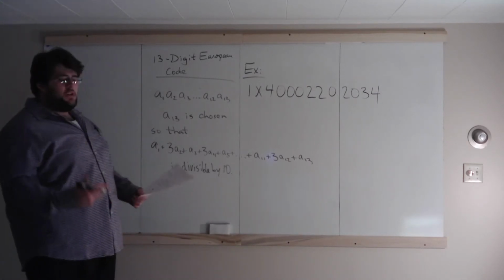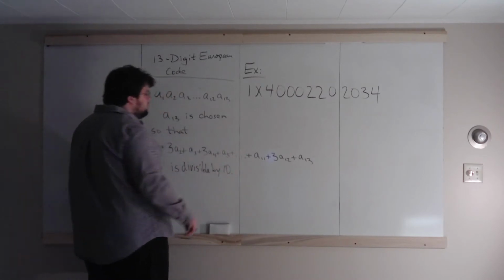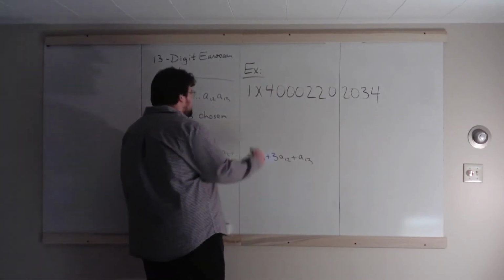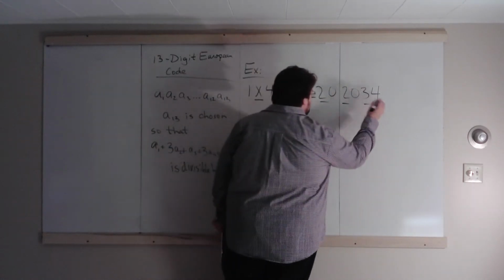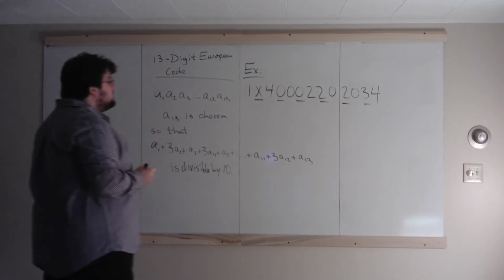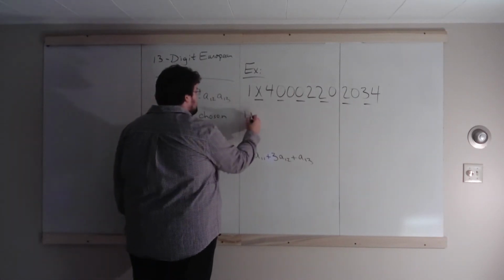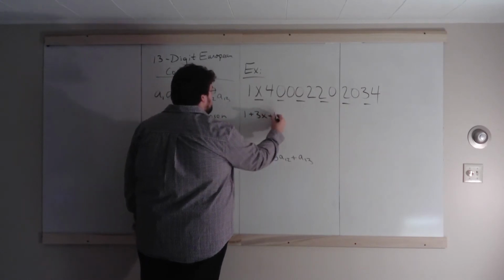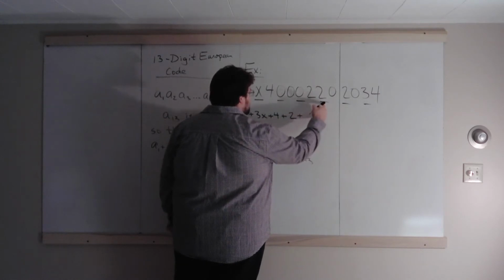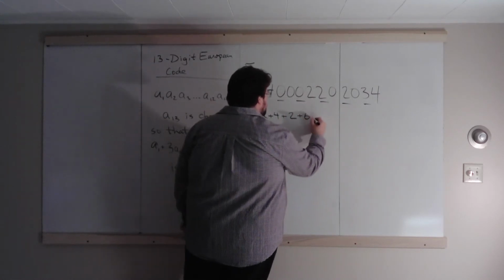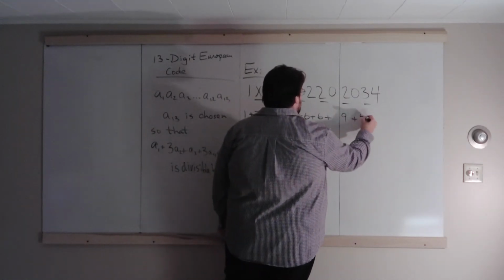Now, for the 13-digit code, it's the numbers in the even positions that get multiplied by 3. So I'm going to just underline all of them. 3, 3, 3, those. So those get multiplied by 3. All you have to do is add these numbers together now. So we have 1 plus 3x plus 4 plus 0, 0, 0 plus 2 plus 3 of those 2's. 3 2's make a 6 plus another 3 2's plus 3 3's plus a 4.